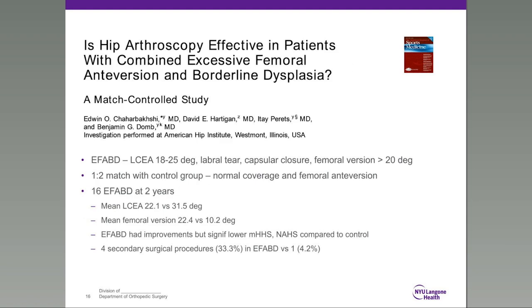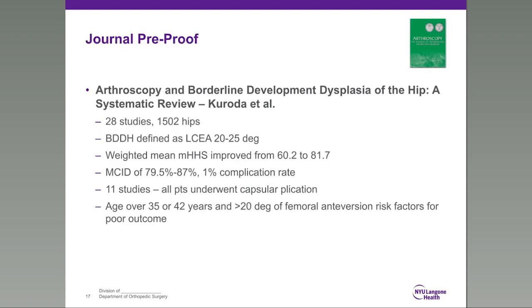We also know that femoral version is important. What happens in these patients with increased femoral anteversion and borderline dysplasia? A study looked at mild dysplastics with labral tears who underwent capsular closure and had femoral anteversion greater than 20 degrees. They had improvements after hip arthroscopy compared to a normal cohort, but 4 secondary surgical procedures, or 33%, compared to only 1, or 4.2%, in the normal cohort. So it is a very good idea to figure out your femoral version ahead of time.